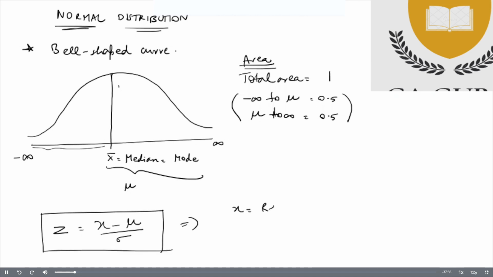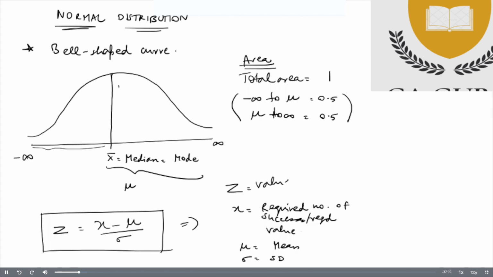X is the required number of successes, or the required value. Mu is equal to the mean, and this is the standard deviation. Make a note of all this. Z here, what is Z? Z is the value that represents the area. Is Z equal to the area then? No, Z is not equal to the area. Z is just the value that represents the area.